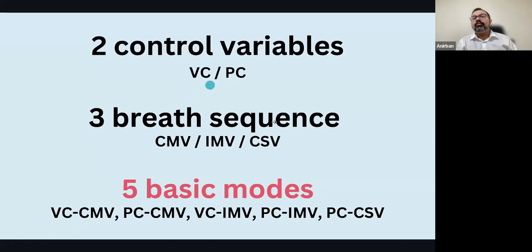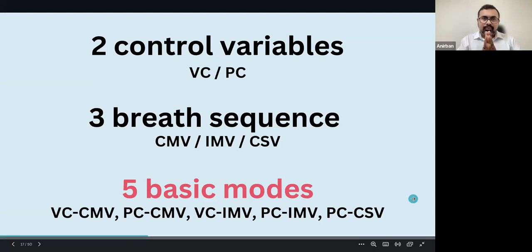There is nothing called volume control continuous spontaneous ventilation. Why? Because how can the ventilator control the volume when it has no control over the inspiratory time? It cannot control the volume. So it can only be pressure control continuous spontaneous ventilation. So these are the 5 basic modes that we have.